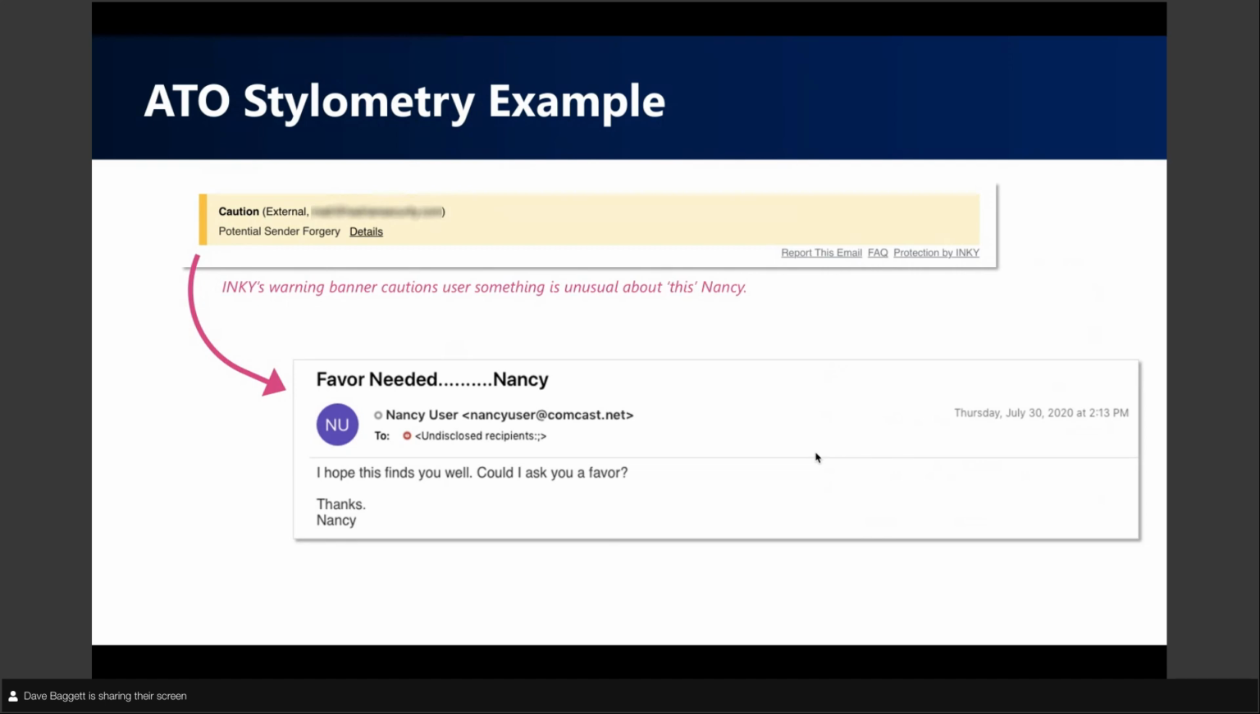And now INKY can say, well, this new one that purports to be from her, I'm going to compute all those metrics, and I'm going to plot this mail in that space. Is it near in that space to mails from Nancy? In other words, is it similar? And again, this math is all simply to capture that human notion of similarity.